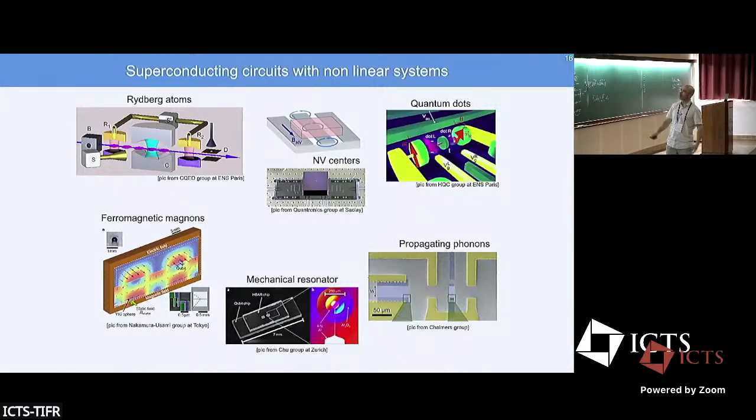Okay, the other advantage of this platform is that it can couple well to many quantum systems. So for instance, Rydberg atoms, which were actually the pioneering system with Serge Haroche, whom the Nobel Prize recognized. The NV centers, for instance, or other spin systems, quantum dots in nanotubes, magnons, mechanical resonators, propagating phonons. So all these can couple to superconducting circuits.